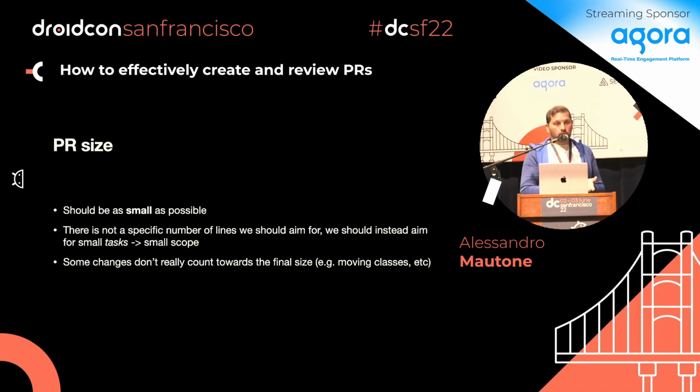And I'm saying this because usually, some changes don't really count towards the final size of the PR. For example, you can move some files from one package to another, and that's something very easy to review. You can maybe add some new models related to the backend. That's also something very easy to review. And we can just mention that in the PR description to make life easier for the reviewer. We're going to see that soon.